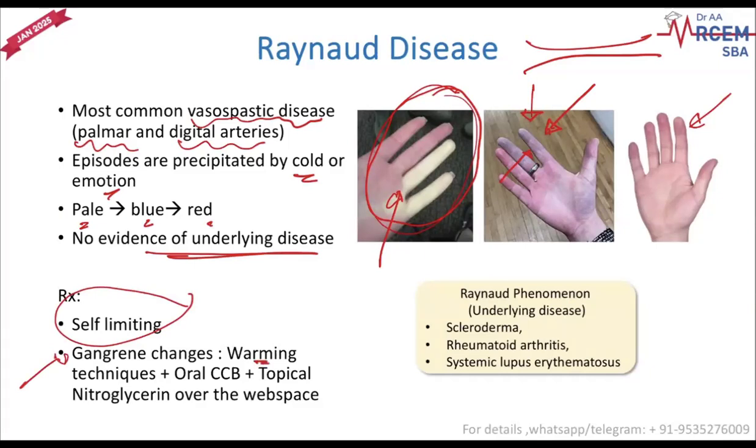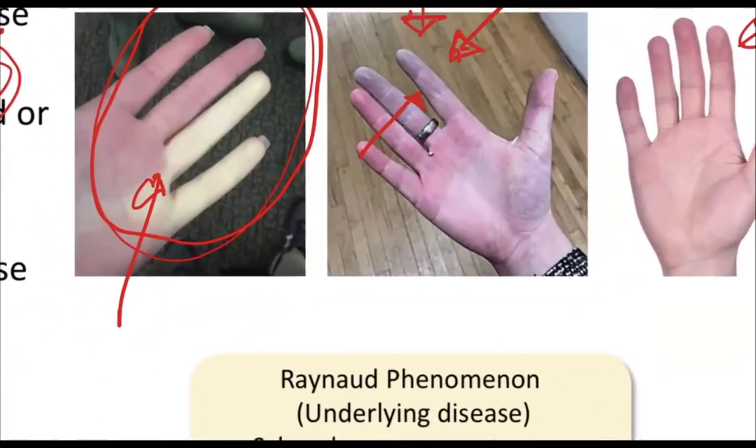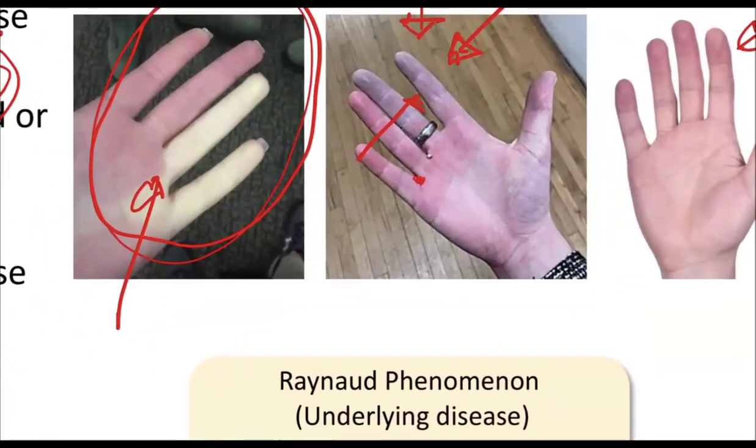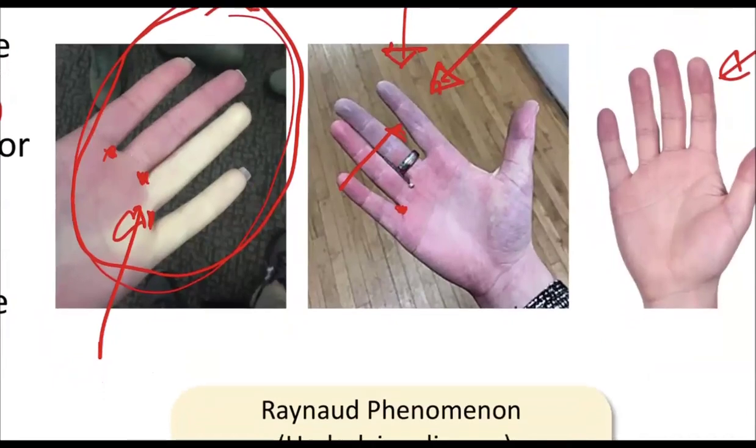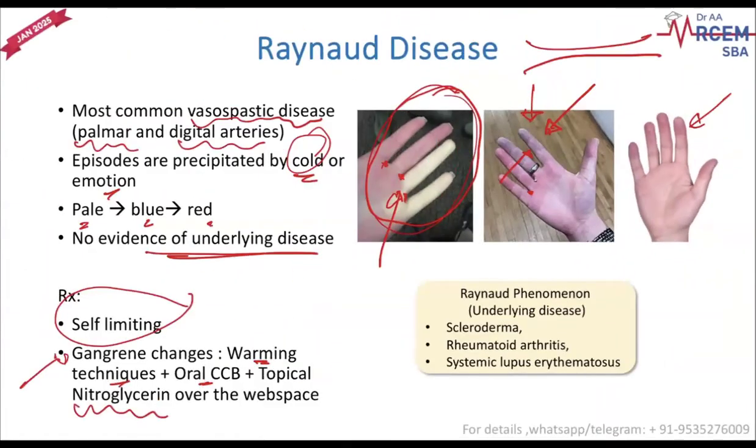So dip the limb into warm water or keep it warm, because cold is one of the precipitating factors. You can try an oral calcium channel blocker. Sometimes topical nitroglycerin can be applied over the web spaces, especially from the dorsum side. You can start applying some of the jelly which is available. Topical nitroglycerin will cause vasodilatation. That can be tried. This is known as Raynaud's disease.